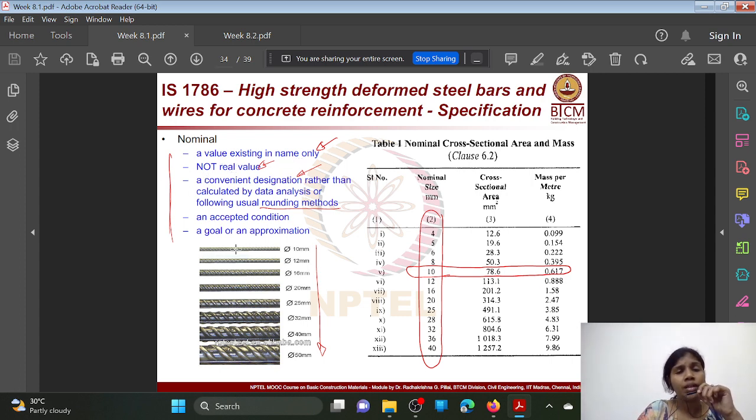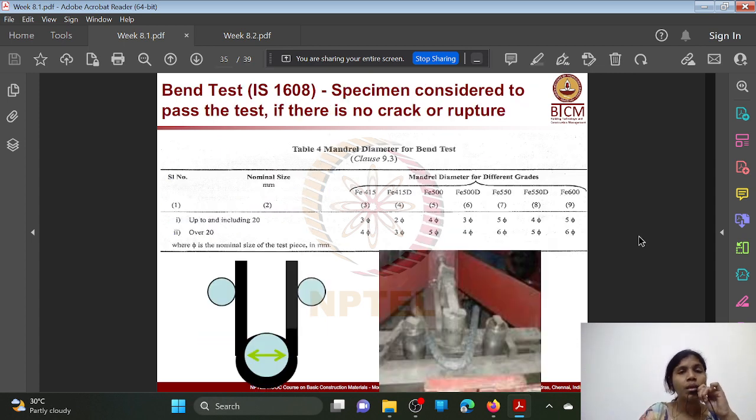These are all the different definitions for what is meant by nominal. Like see here it is mentioned that the nominal size is 4 mm, that means the diameter of the bar is 4 mm, but if you measure it, it won't be exactly equal to 4 mm. It would be around 3.8, something like that. Okay, and coming to the different types of tests conducted, here is the bend test.